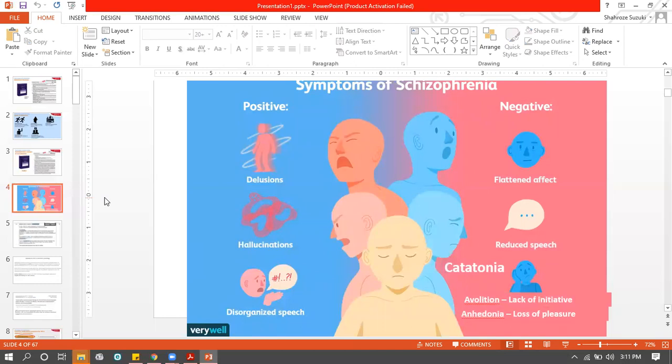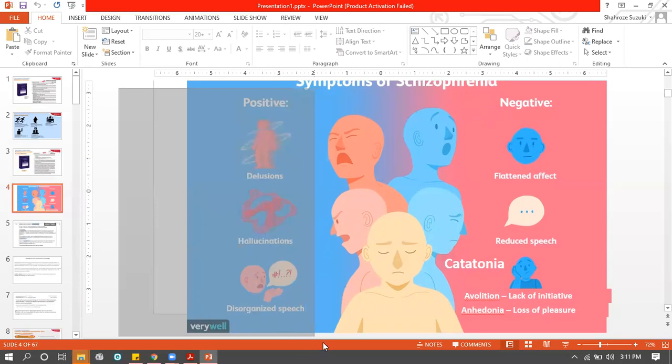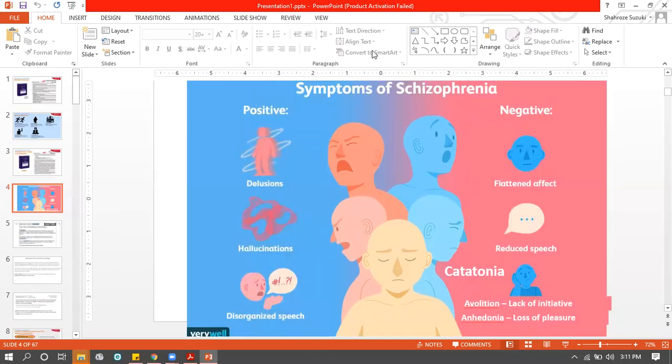Now, if you understand that, then we're going to go into depth of what are the individual positive symptoms and what are the individual negative symptoms. Is the concept of negative and positive clear?